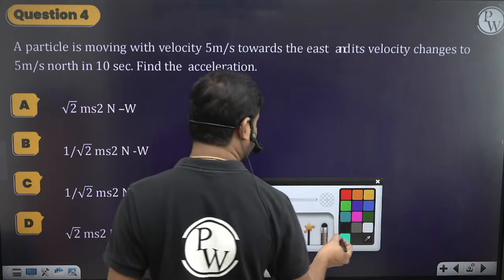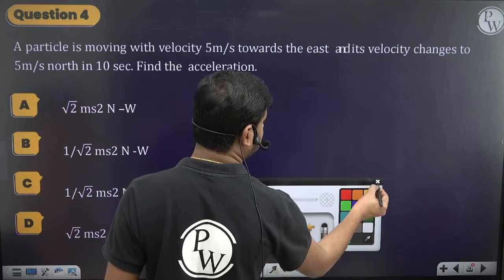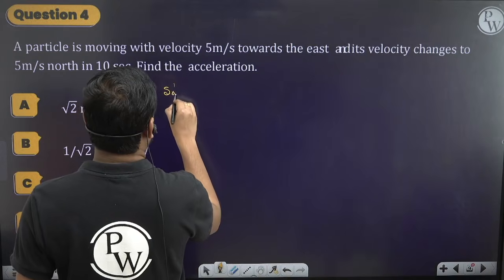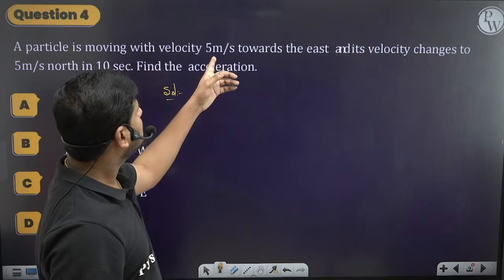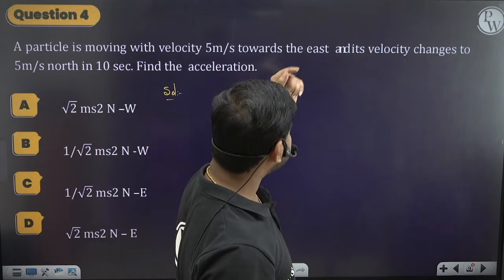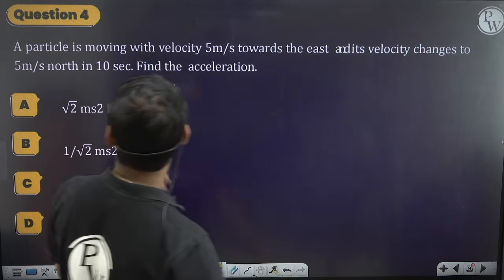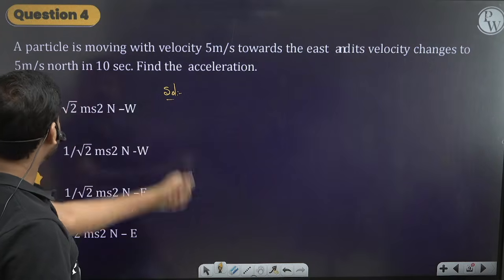So let's solve one more question. What does the question say here? Pause the video and try it on your own. A particle is moving with velocity 5 meters per second towards the east, and its velocity changes to 5 meters per second north in 10 seconds.